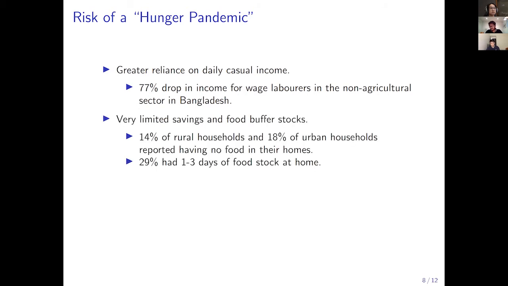The other big factor that we need to keep in mind is that in the developing world, a larger fraction of society has very limited savings and very little food buffers. Here in Bangladesh, from the same data source, we see that almost a third of the population has less than 3 days of food stock at home. So if their income is zero for multiple days, they're going to quickly run out of whatever food stock they have at home.